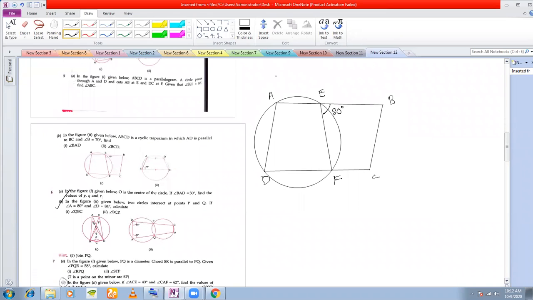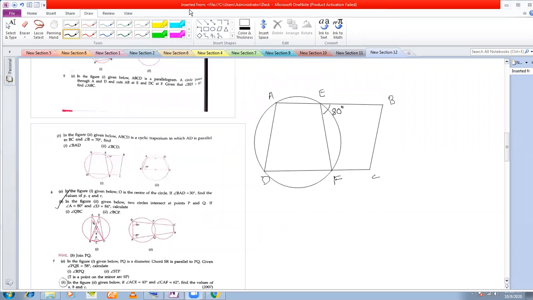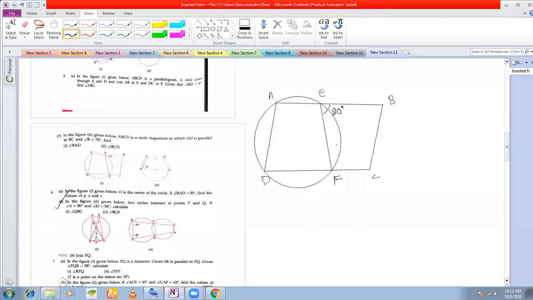Yes, anyone? Anyone would like to try? Aniket, would you like to try? No one would like to try. Sir, which angle do we have to find? Yes, you will have to find ABC, this angle. This angle you have to find. So try how to find.